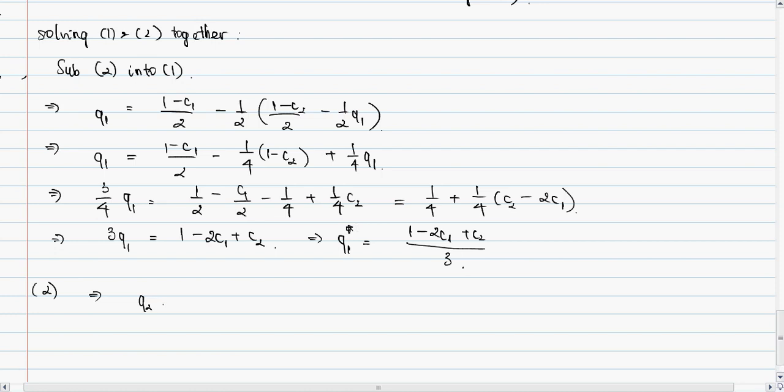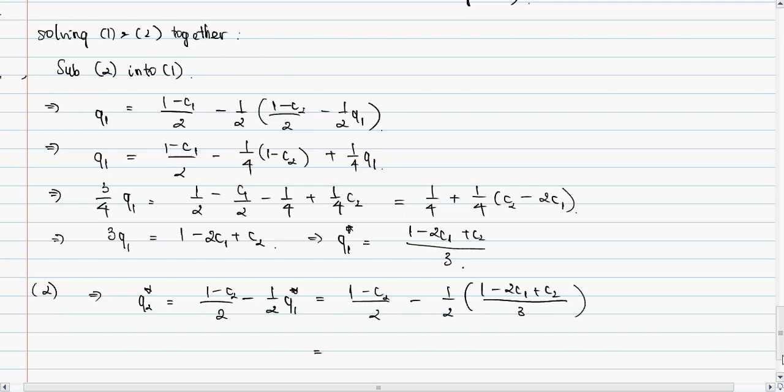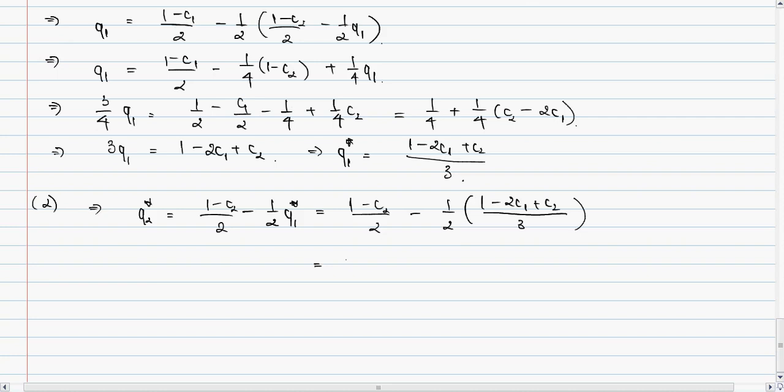So your Q2 is equal to (1 minus C2) on 2 and minus half of Q1. So I will just substitute the value of Q1 star in here, and I will be able to find Q2 star. So that is (1 minus C2) on 2 minus half of (1 minus 2C1 plus C2) on 3, and I will just have to expand everything and then rearrange it to simplify it. I will be able to find the amount of Q2 star in this case.